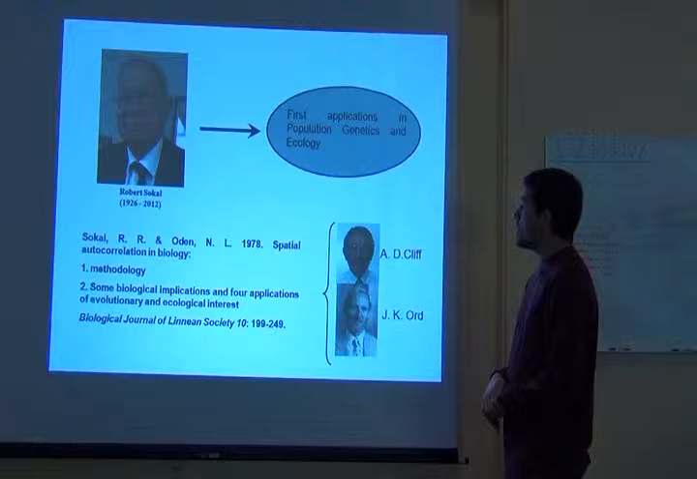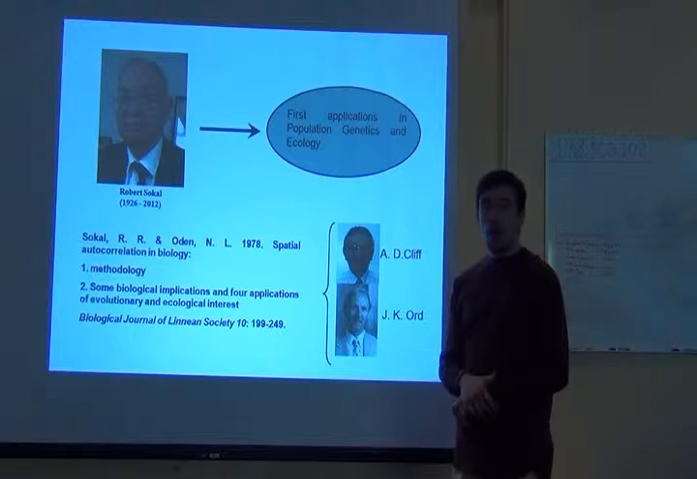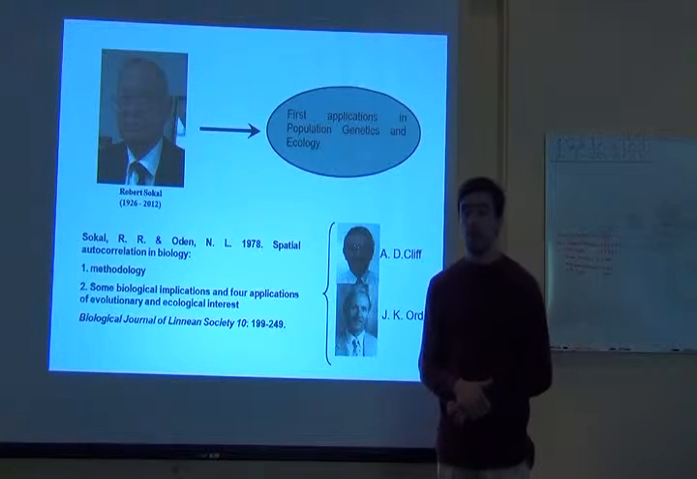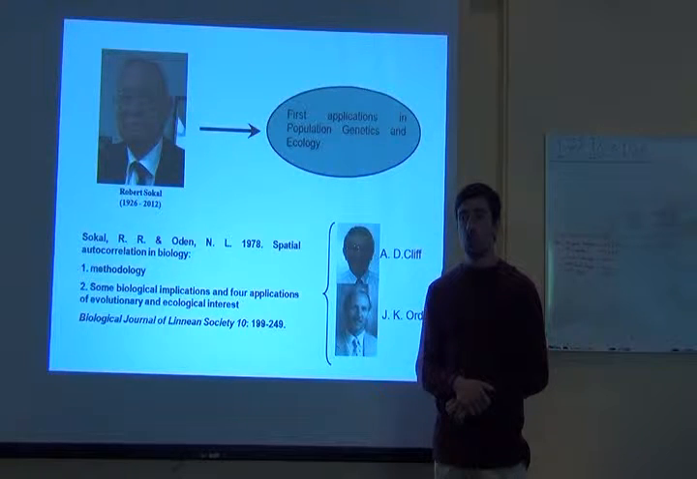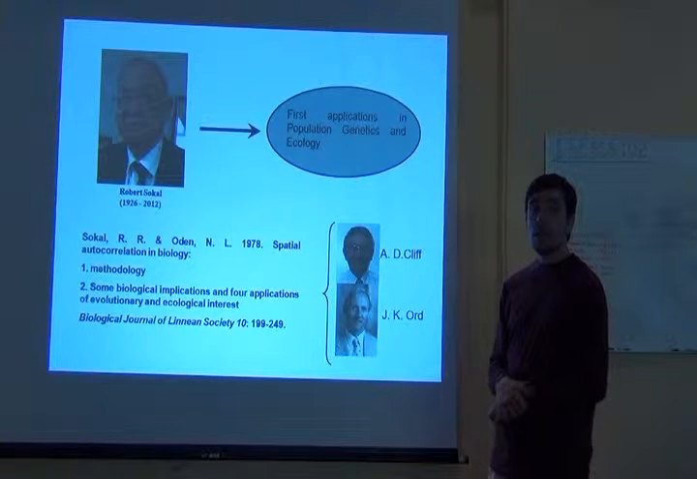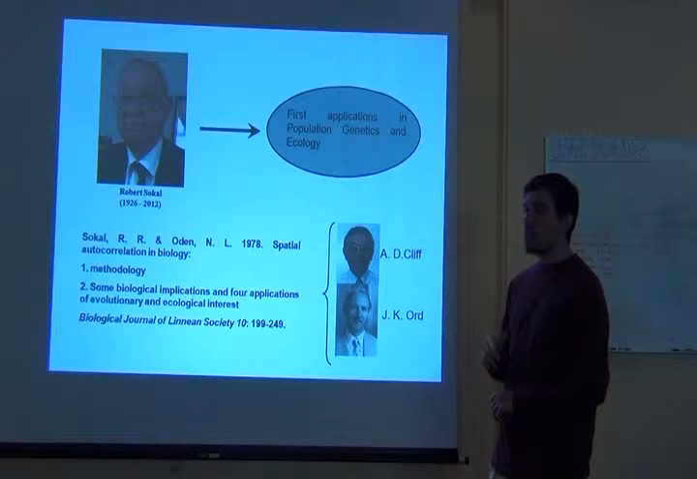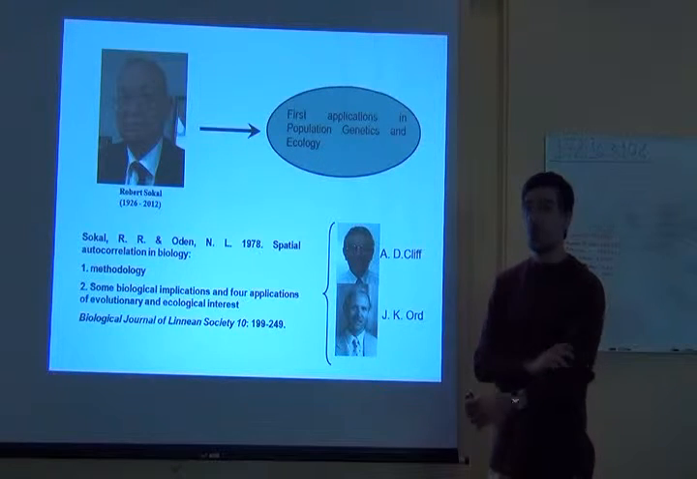Interestingly, in 78, Sokal and Oden published this paper, and it still took another 10 or 15 years for ecologists to really start applying this. I don't know if this guy was just ahead of his time. He probably was. For almost everything he was doing, he was like 10 years ahead of everyone else. But also, at this point in science, computers were not readily available to everybody. So what we're going to do here is a simplified example. You can do that with a piece of paper and a pen, or maybe even better with Excel. But at this time, it was really complicated to do analysis on larger data sets.